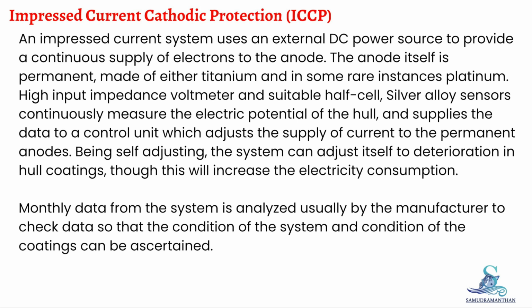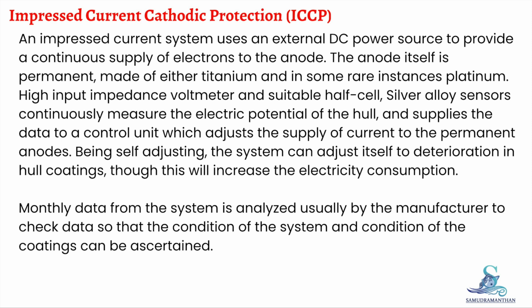Impressed current cathodic protection. The second method is impressed current cathodic protection, or ICCP. In an impressed current system, electrons are supplied using an external DC power source. The anodes in this system are permanent and are usually made of titanium and, in rare cases, platinum.